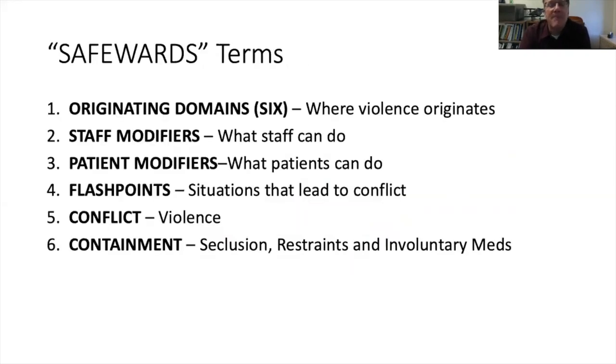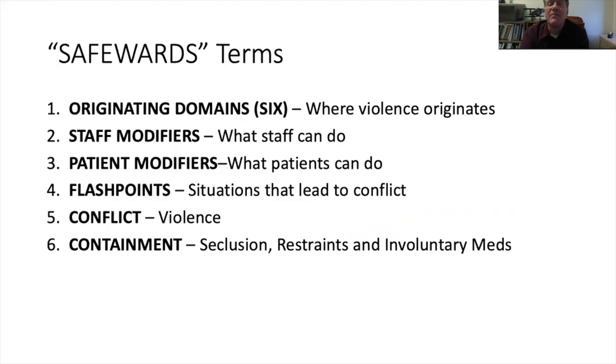So in this model, the Safewards model, they use some unique terms, and specifically these six. The first term, originating domains, we're going to see later in a picture of this model how they organize these originating domains. But it's just the idea of where does violence come from within these settings. And then there are things we can do about it, things staff can do, staff modifiers, things patients can do, patient modifiers. They use the term flashpoints for the situations that lead to conflict.